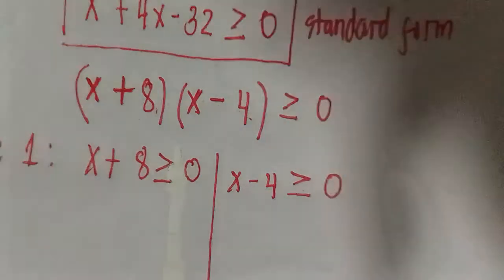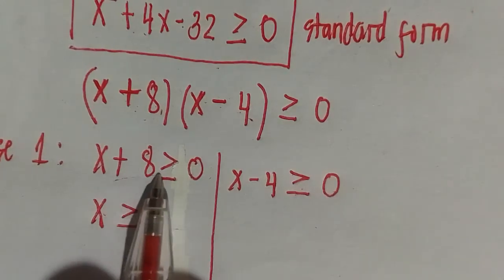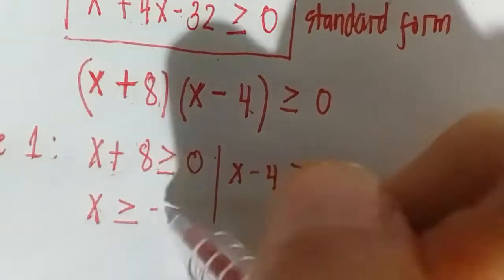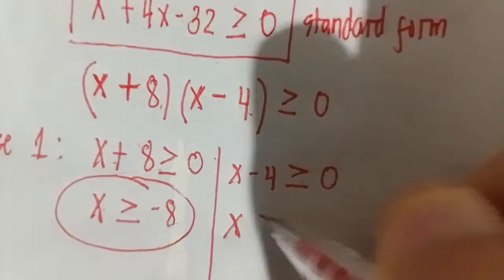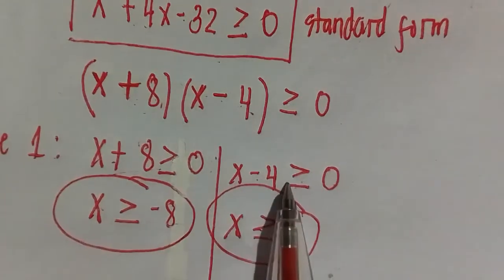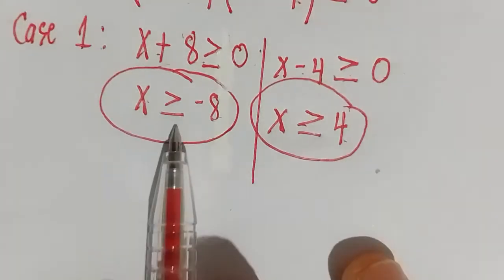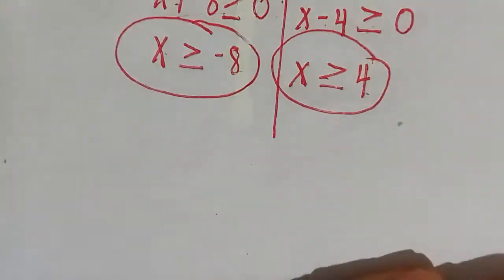So we solve for x. So x is greater than or equal to, this 8 we transpose to the right side of the equation, from positive it becomes negative 8. And on the other side, we have x is greater than or equal to 4. From negative 4, transposed to the right side of the equation, it becomes positive 4. So these are the two values with the inequality sign greater than or equal to.